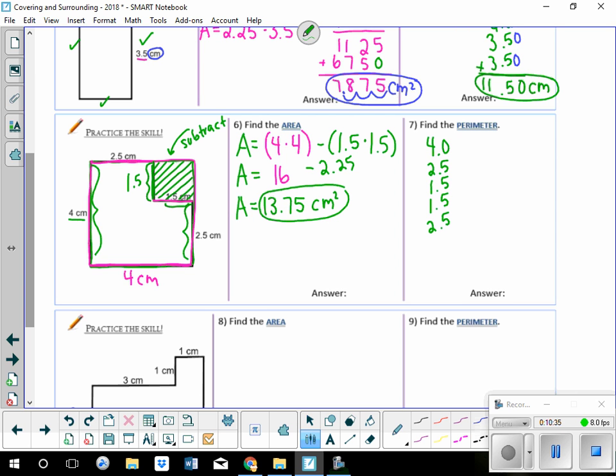So I have 1, 2, 3, 4, 5, 6 answers. All right. In the tenths place, 5, 10, 15, 20. In the ones place, I have 2 plus 4 is 6, 7, 8, 9, 10, 11, 12. Plus 4, I have 16. And what's my label, crew? Centimeters. Centimeters, you got it.